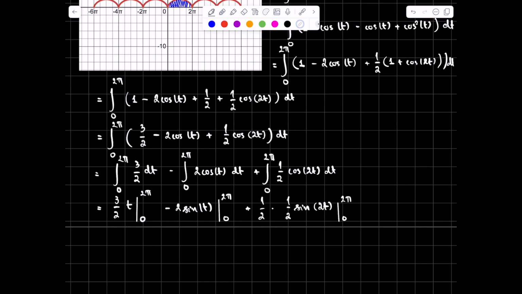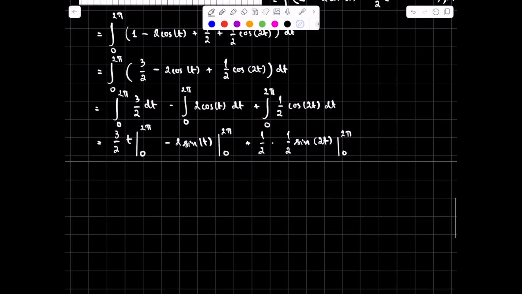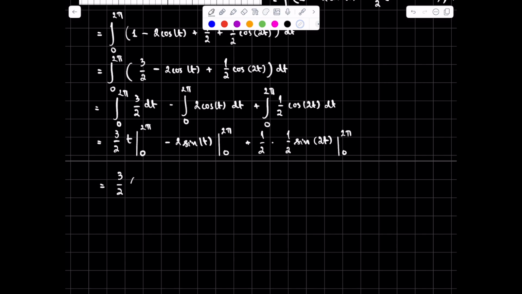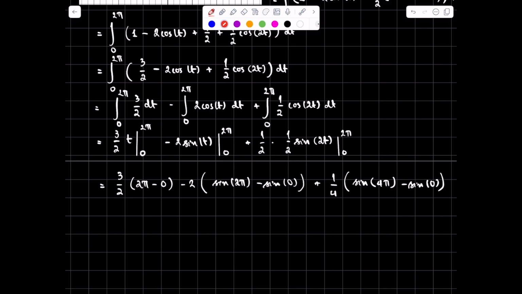Now you just basically evaluate this function at 0 and 2 pi. You get 3/2 times 2 pi minus 0, minus 2 times sine of 2 pi minus sine of 0, plus 1/4 sine of 4 pi minus sine of 0. Okay. Now sine of a multiple of pi will give you 0. So sine of 2 pi gives you 0. Sine of 0 is 0. Sine of 4 pi is 0. And sine of 0 is also equal to 0.